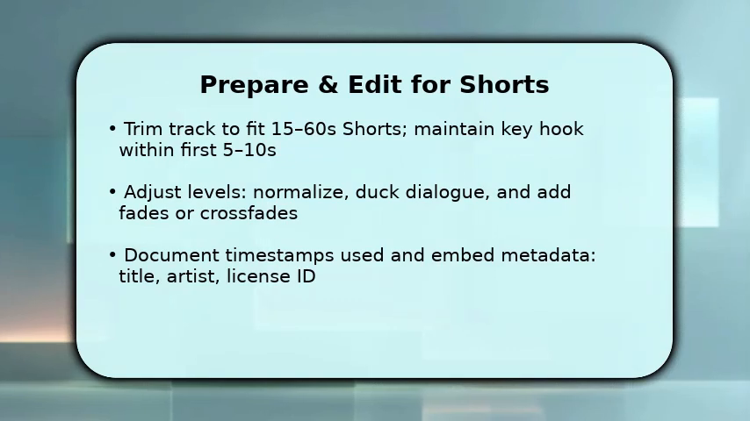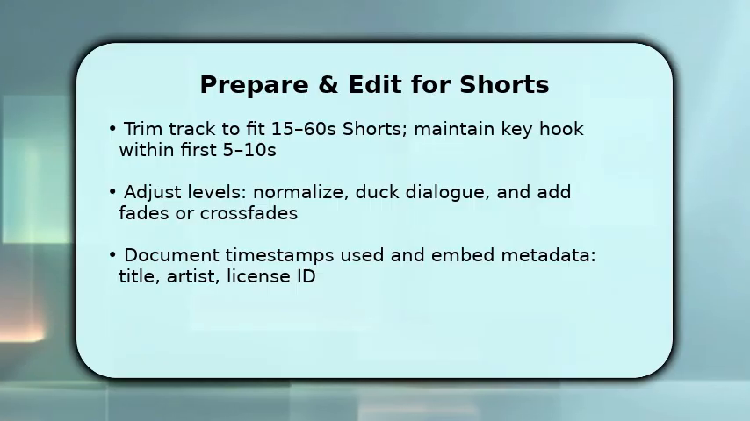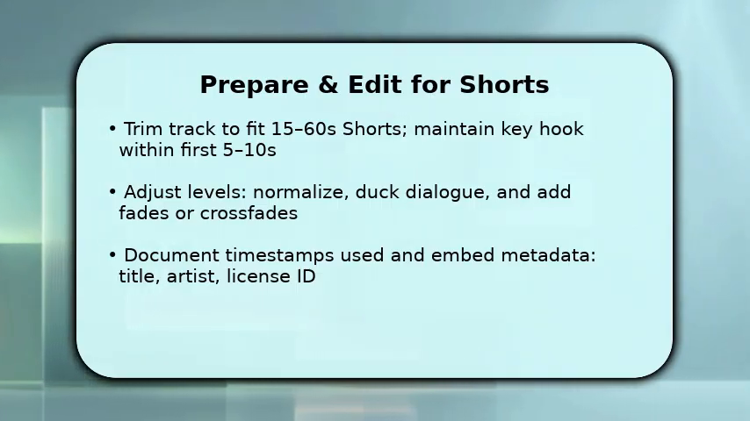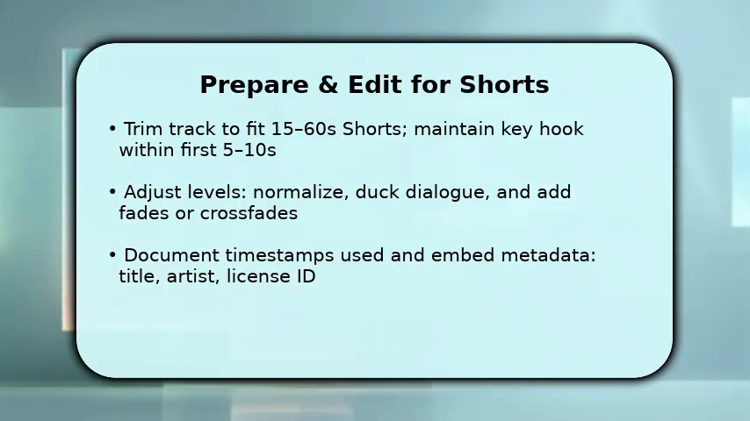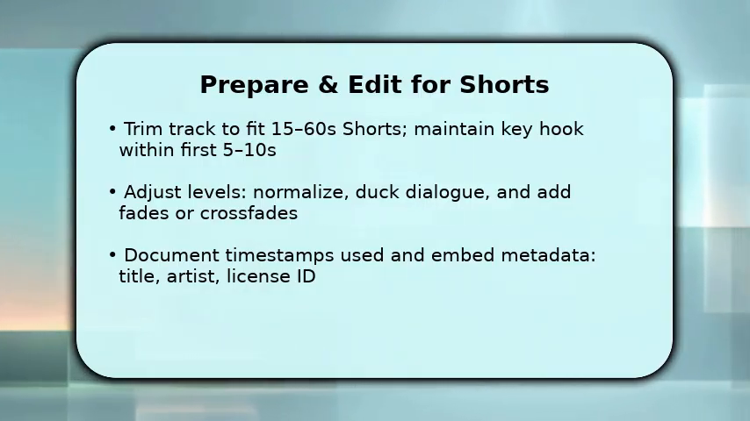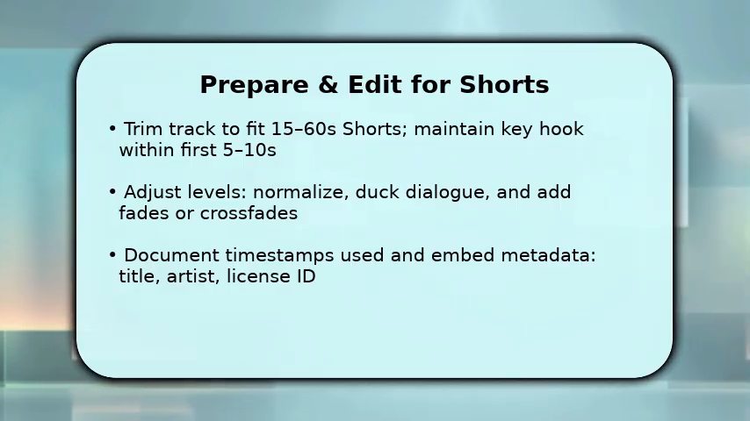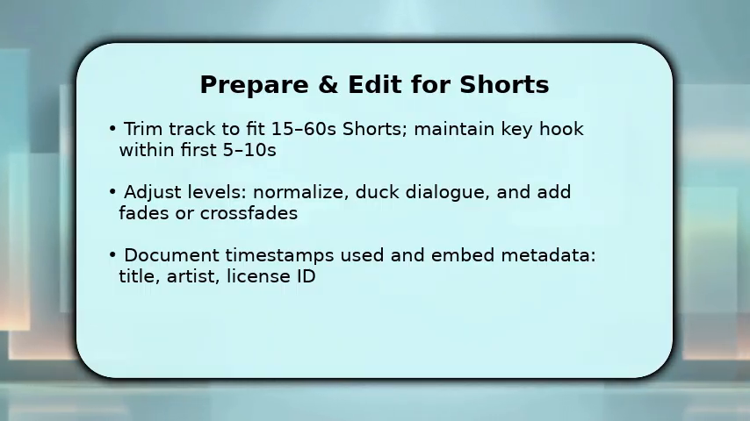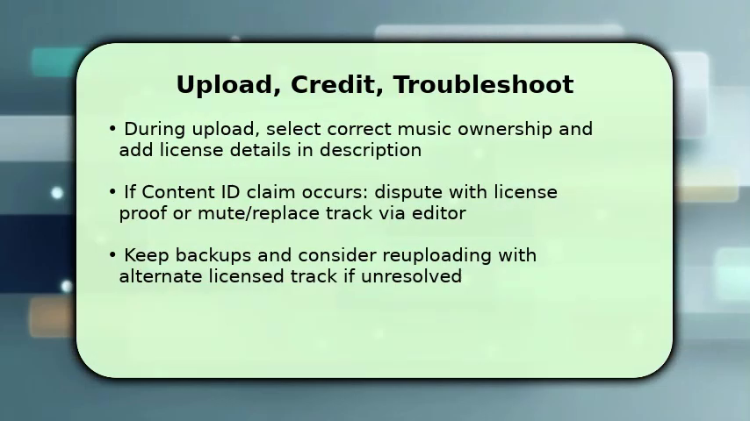Next, you edit the music specifically for shorts. Trim to the 15 to 60 second length and make sure the hook or chorus appears early so the impact is immediate. Once trimmed, normalize loudness, duck background music under voice, and add short fades to avoid abrupt cuts. These choices reduce content ID matches and improve viewer experience. Make sure to save the exact timestamps you used and embed metadata like title, artist, and license ID into the file for transparency. Finally, you upload with intent.